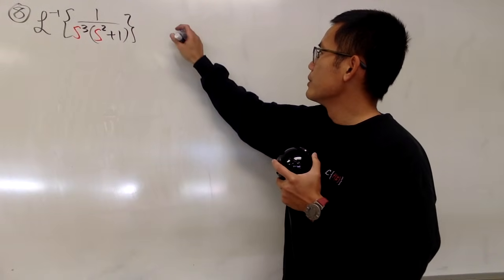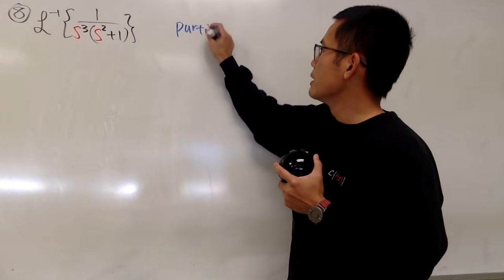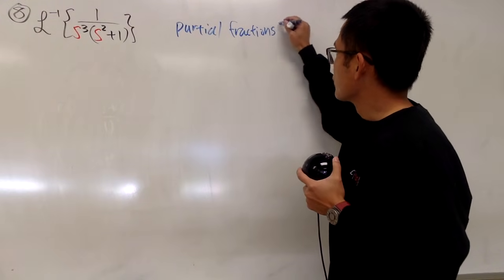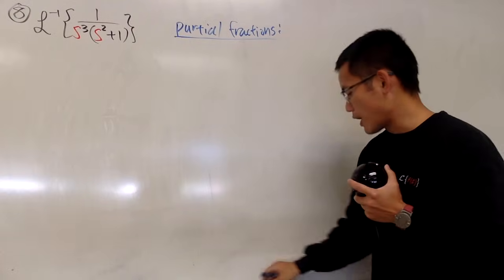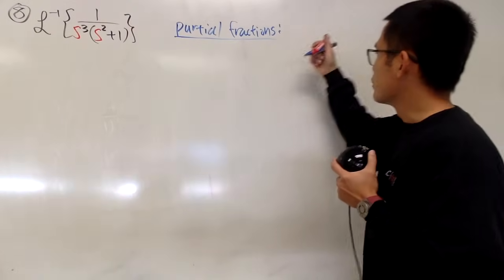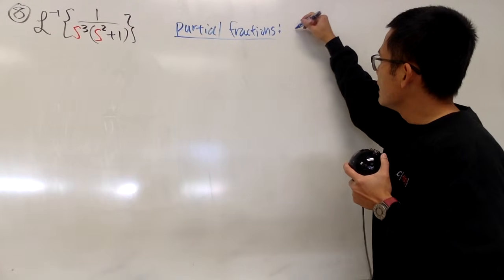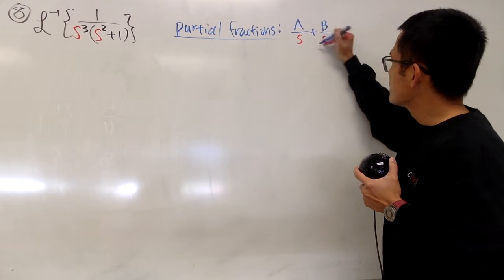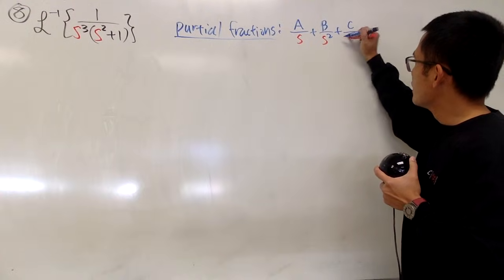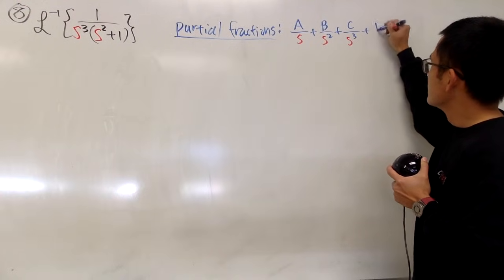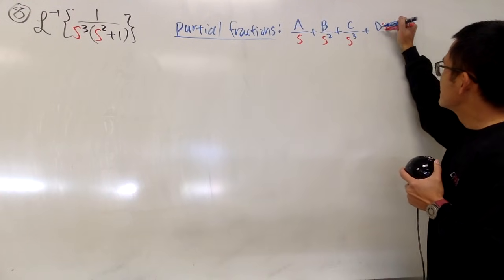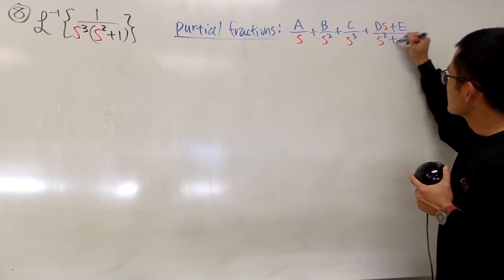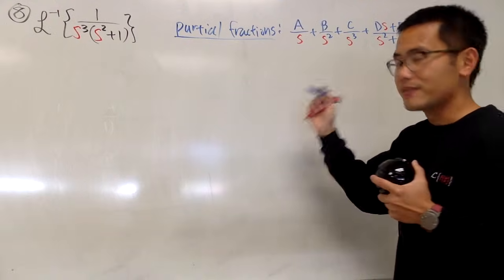I will just tell you, you can do partial fractions. Let me just write down the things that we have. Partial fractions. If you do the partial fractions, the breakdown for this is that you have to first get A over s plus B over s squared plus C over s to the third power plus Ds plus E over s squared plus 1. Then let's not do that. So that's the first way.